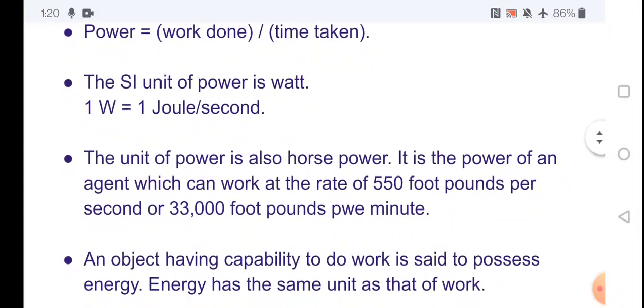The unit of power is also horsepower. Instead of watt, there is another unit known as horsepower. It is the power at which an agent can work at the rate of 550 foot-pounds per second or 33,000 foot-pounds per minute.